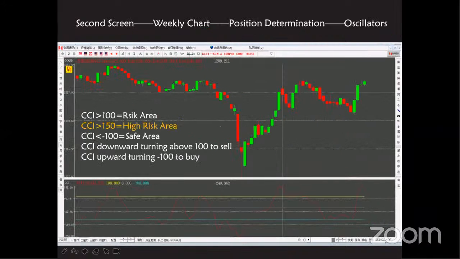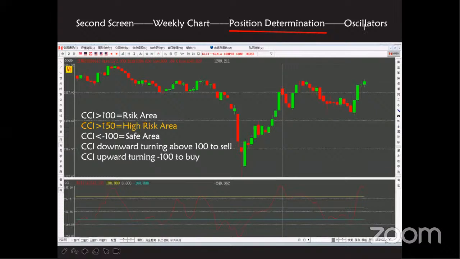Then the second screen is actually based on the weekly chart. The purpose of looking at the weekly chart, as just mentioned, is that we need to use some oscillator indicators. The purpose of using this kind of indicator is to judge whether it is in a high position or a low position, right? So let's see whether it is in the oversold or overbought area, a safe area or a risk area. So this is the purpose of seeing the position, whether it is high, low, or in the normal area.